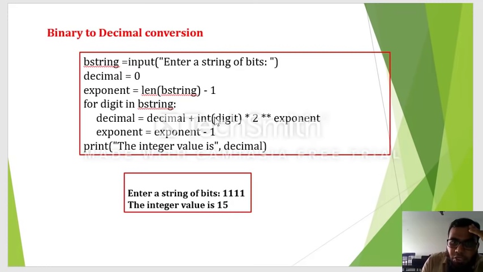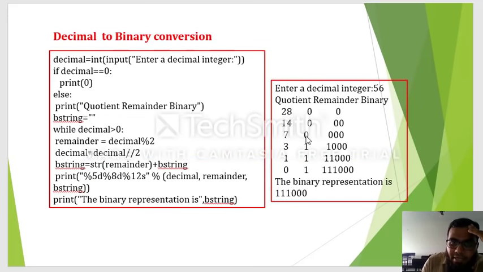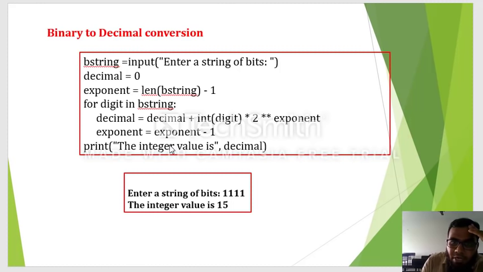So these two programs are very important: converting from binary to decimal and decimal to binary. If you understood these two programs, then we can convert into an octal number or hexadecimal number. Any kind of representation we can represent. So this is how we can write it. That's it for the number system representations. Okay, thank you.